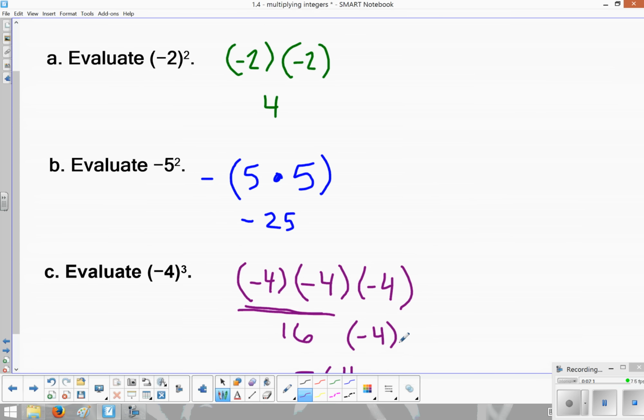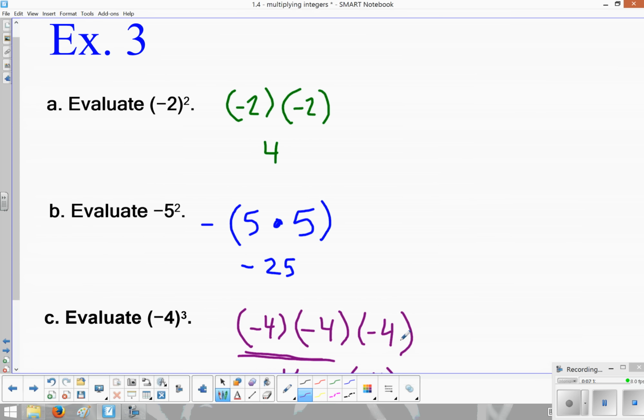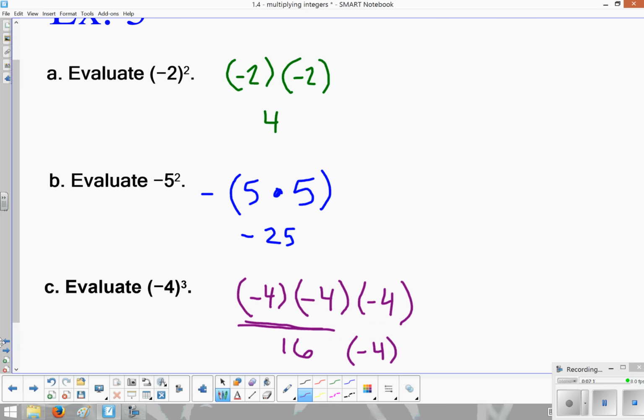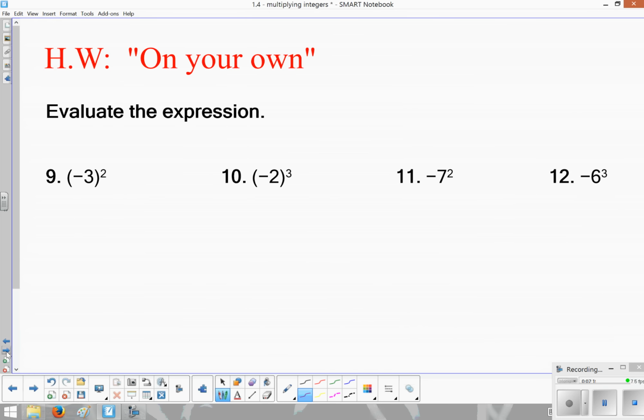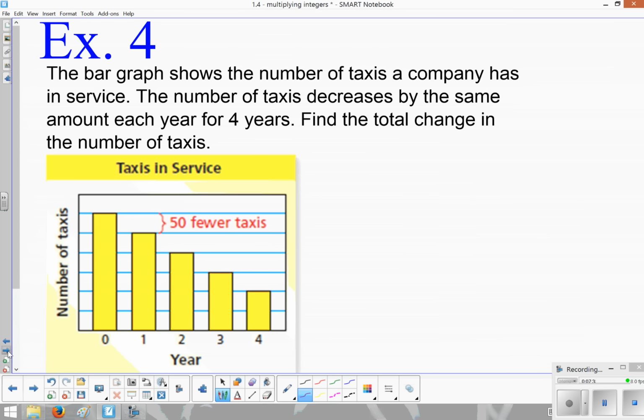Again, if this particular example didn't make sense to you or I went too fast, feel free to slow down and watch it again. Okay? All right, moving on to our on your own. Continue on from the same paper that you did problems 1 through 8 on, and complete numbers 9, 10, 11, and 12. And don't forget, if there are parentheses, use them. If there are no parentheses, don't forget the negative goes on the outside.